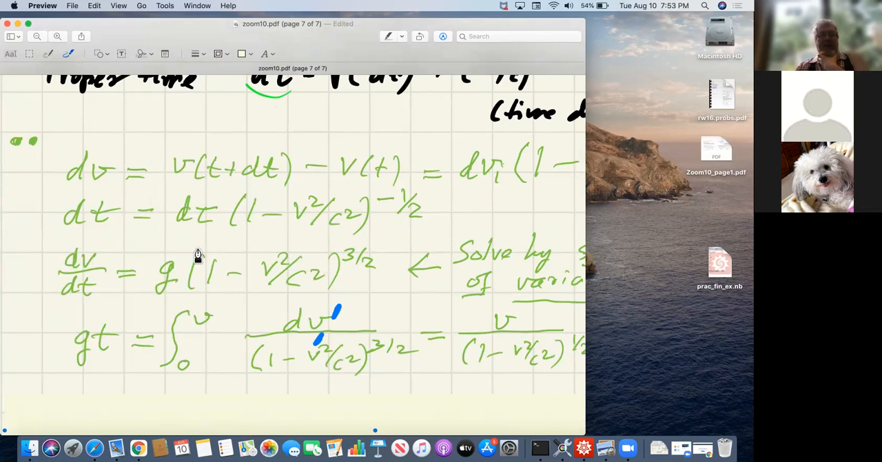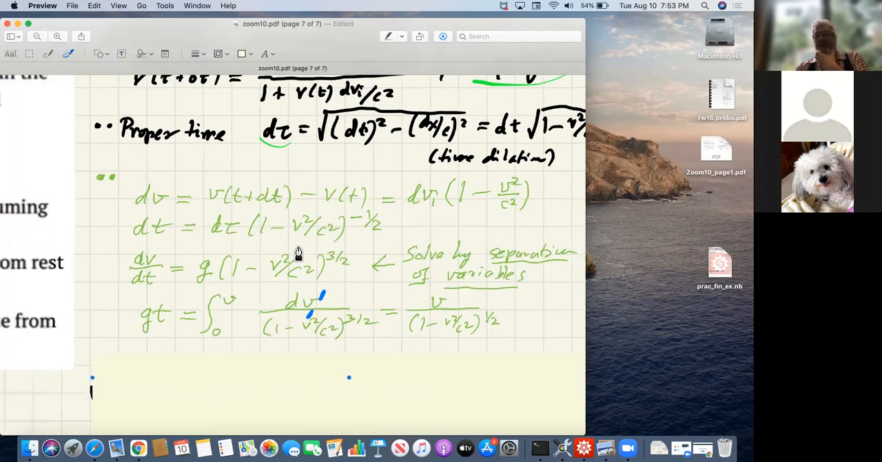Now you can solve that differential equation by separation of variables. You solved differential equations back in physics 183. So you know how to solve this equation. You divide this side of the equation by the v-dependent factor. You multiply this side of the equation by the t-dependent factor. And then you integrate both sides. So on one side, you'll have g times t.